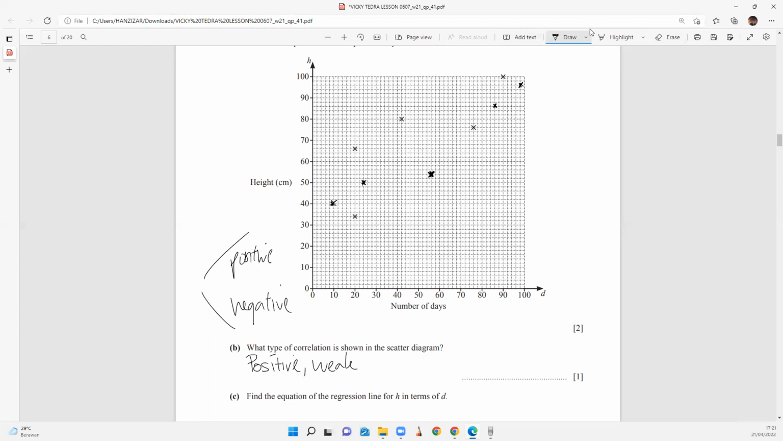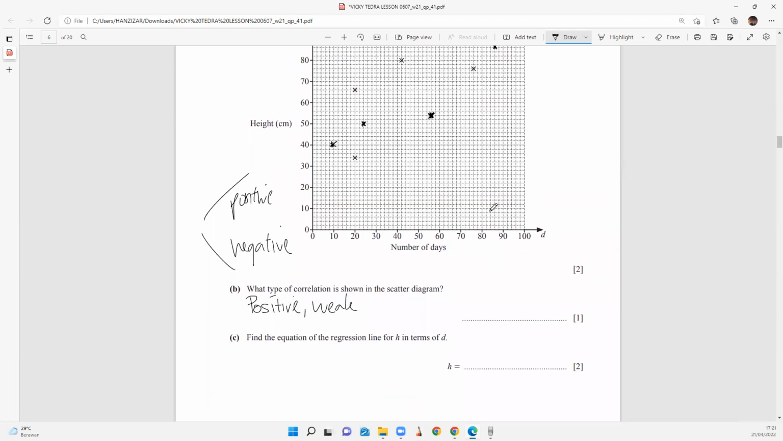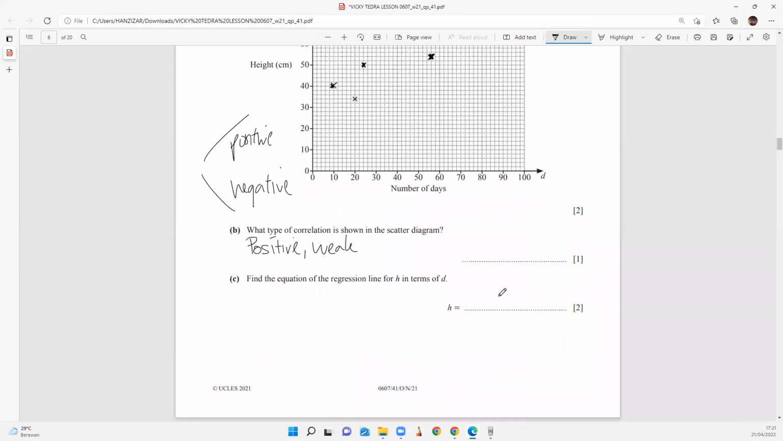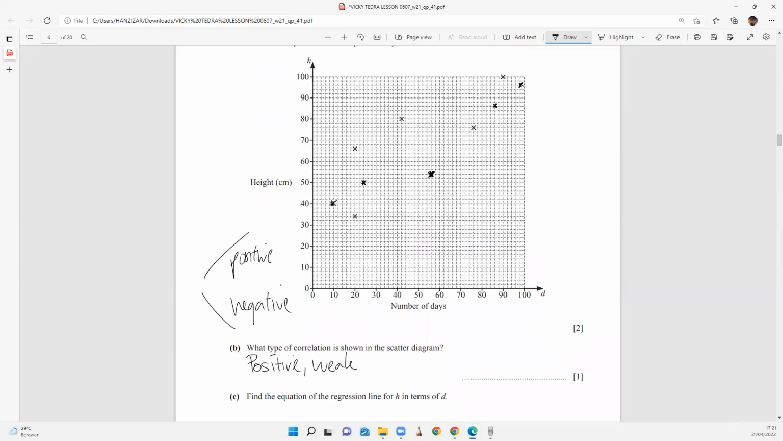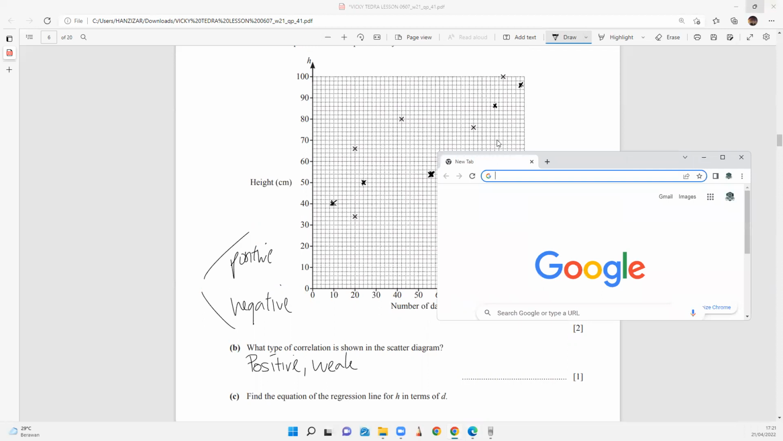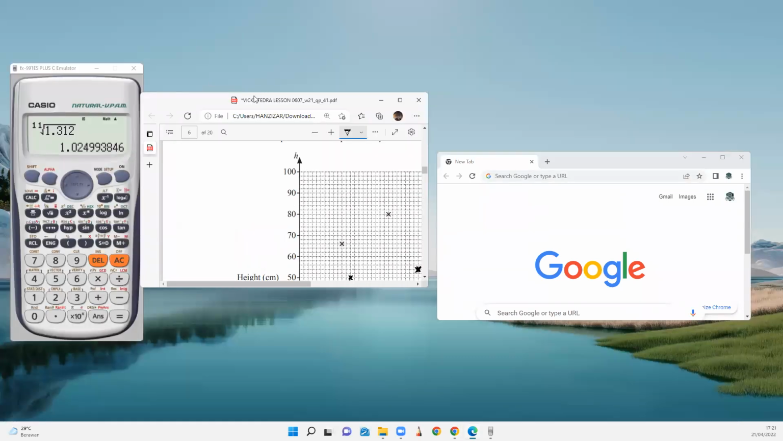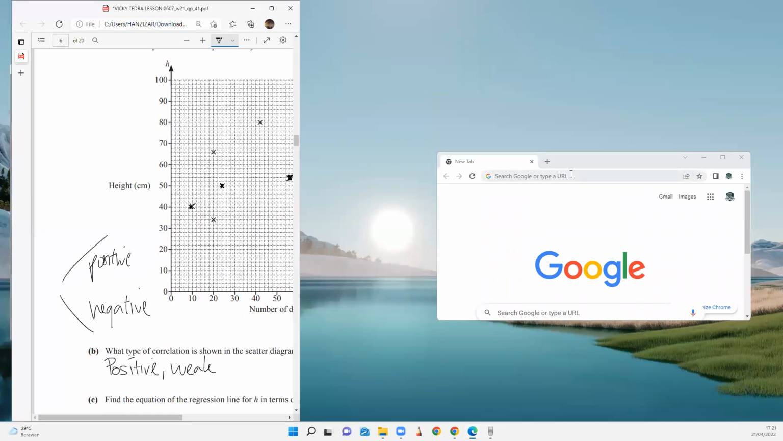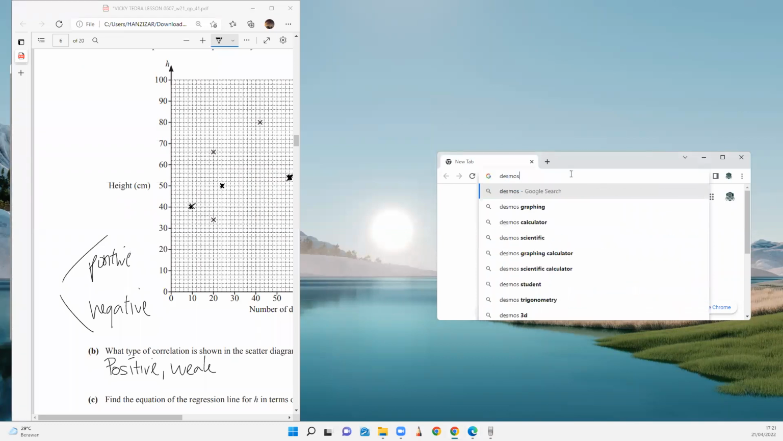Okay, positive, weak, and linear, of course, because it's a line equation. So find the equation of the regression line for h in terms of d. This will be very hard if you do it manually, so what I can give you is the working. I'm using Desmos. Desmos is a powerful tool to do the calculation.